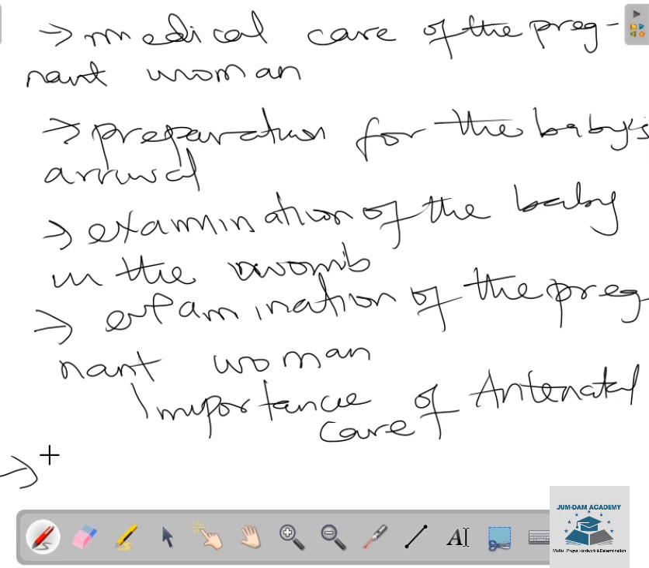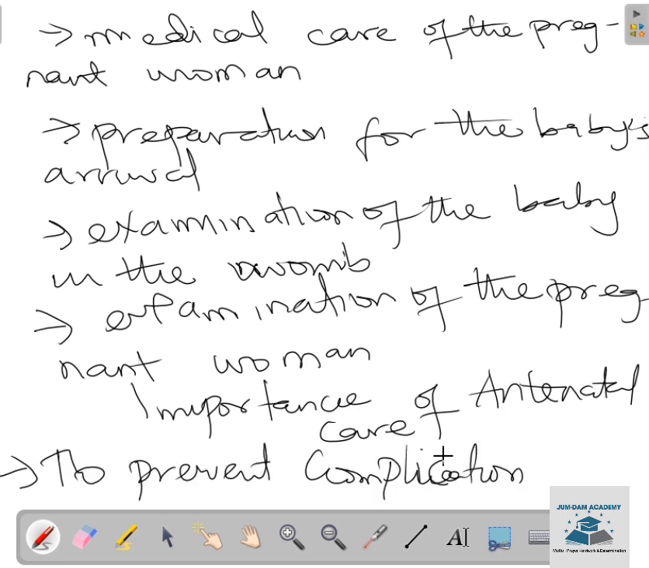Number one is prevention of complication during pregnancy. So this is to make sure that the mother does not have any problem when she is giving birth to the baby. So that is the reason why antenatal care is very, very important, to make sure the mother is in good condition before giving birth to the baby.